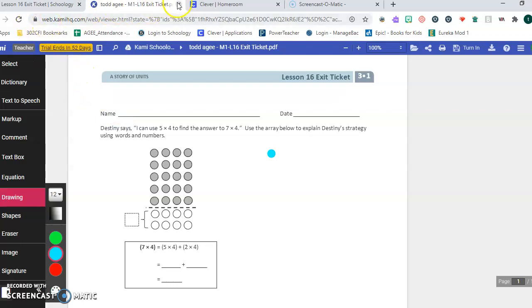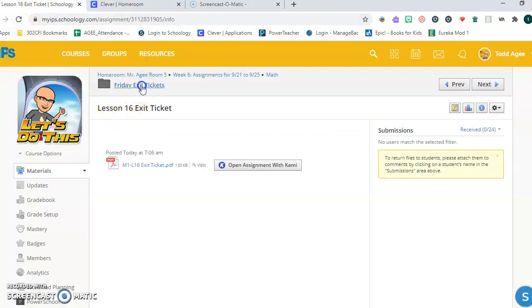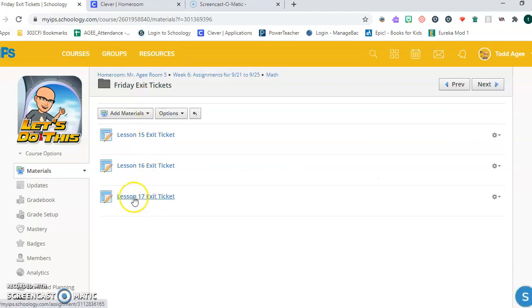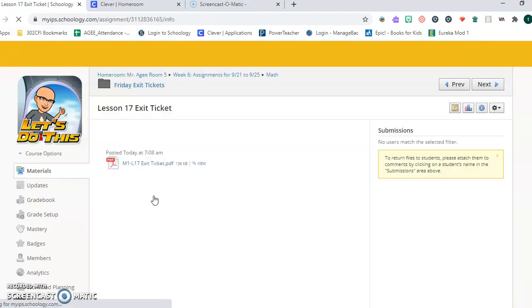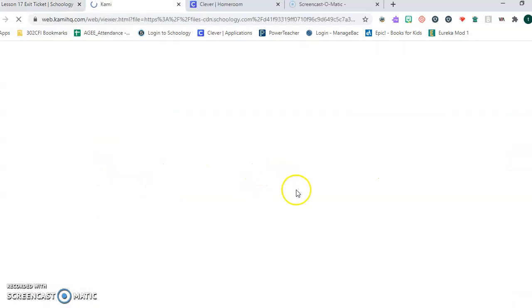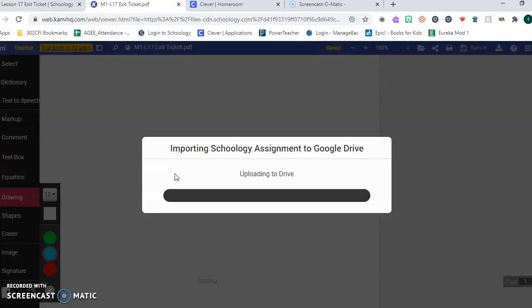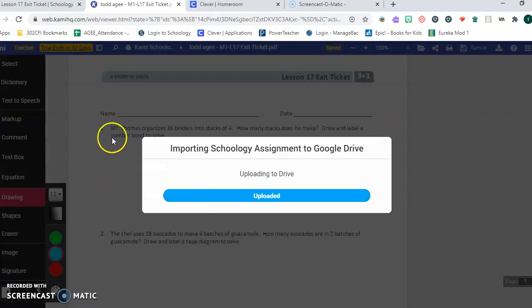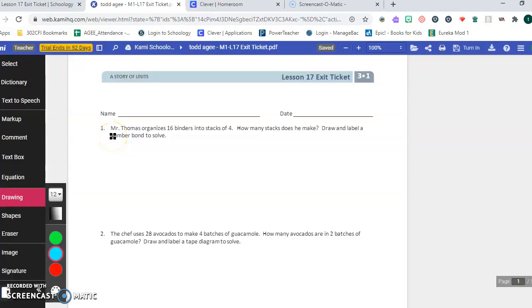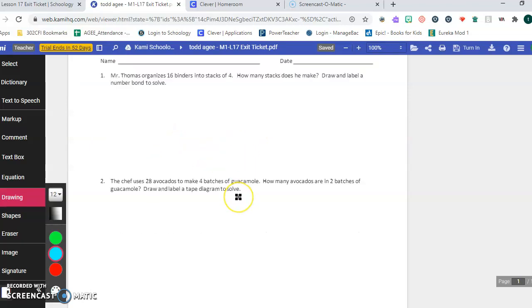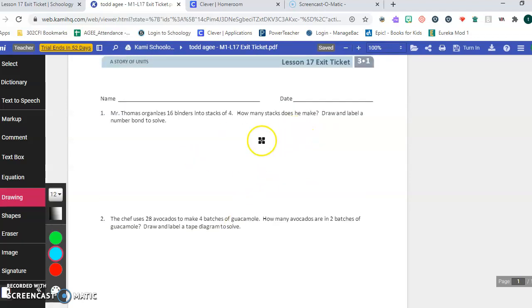We're moving back to the folder here in this Friday exit tickets. The last of the assignments that you have is this lesson 17 exit ticket. This covers the work that was assigned on Tuesday, and actually this was Thursday's assignment. And basically you've got to solve a couple of word problems here. It's 2 problems, and you can make sure you follow the written instructions. It says draw and label a number bond to solve, so make sure you do that. And here it says draw and label a tape diagram to solve, so make sure you do that.